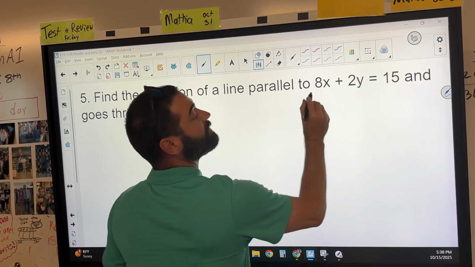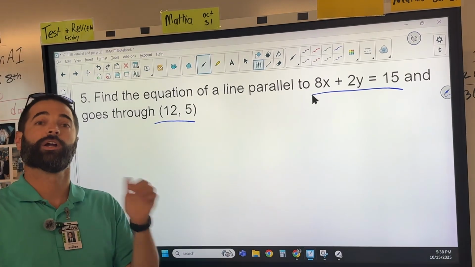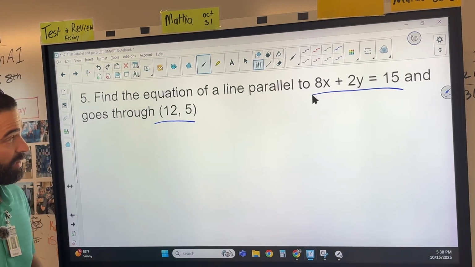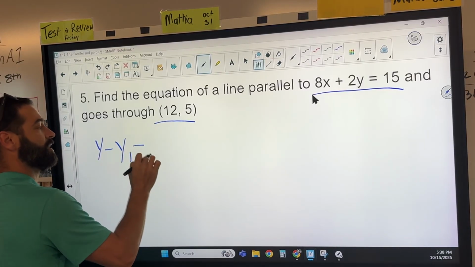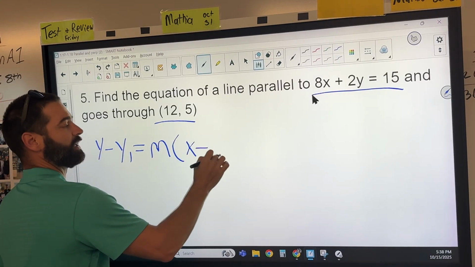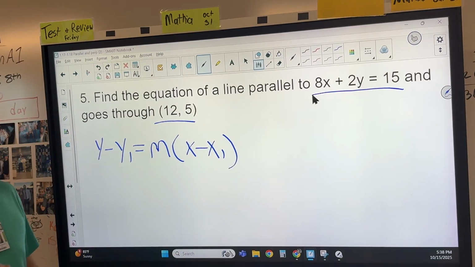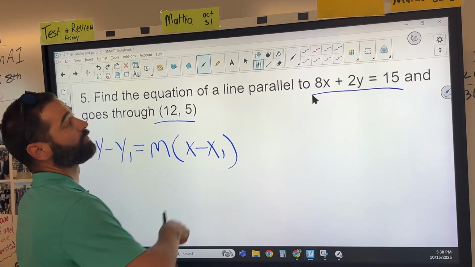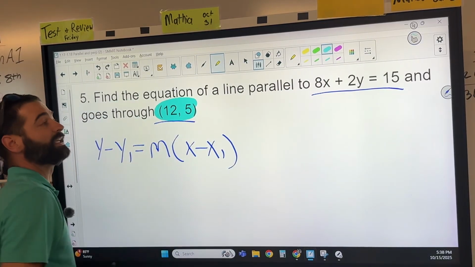There we go. Parallel to this line and passes through this point. All of the problems like this, we are going to use the point slope formula. It's on the backboard. We got to know the point slope formula. y minus y1 equals m times x minus x1. That's the formula we use. In order to use the point slope formula, we need a point and a slope. We are given a point right there. All we need is a slope.